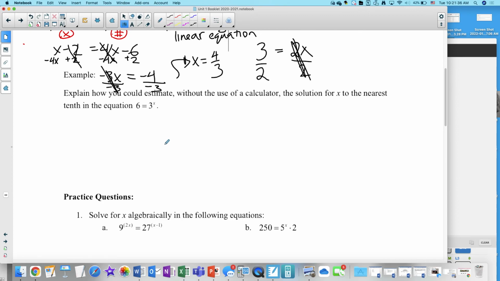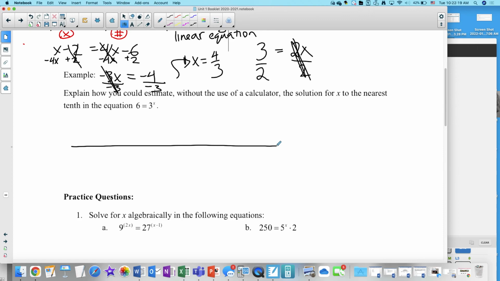Can I write 6 as a power with a base of 3? No, 3 to the 1 is 3. 3 squared is 9. 6 isn't in that list, right? So I can't change the base here. But what I can do is estimate what the exponent would be based on those benchmarks of the fact that 3 to the 1 is 3. 3 squared is 9. 6 is right in the middle.